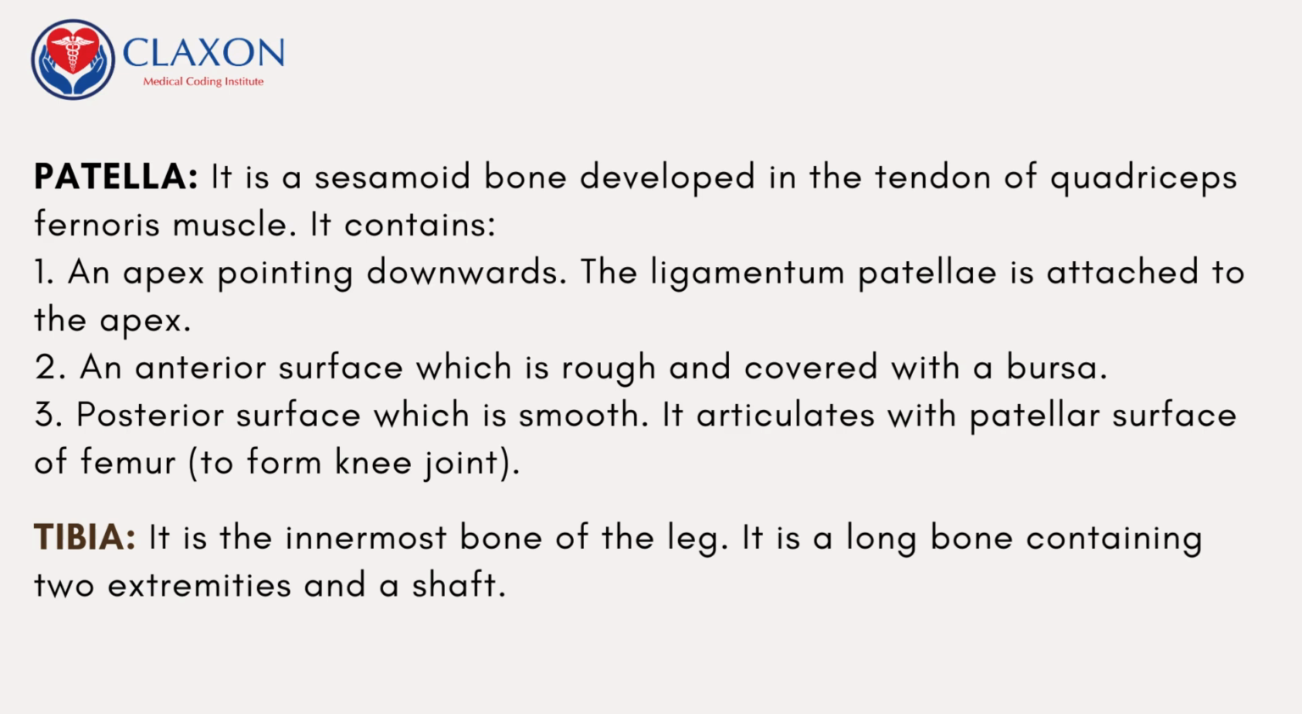2. An anterior surface, which is rough and covered with a bursa. 3. Posterior surface, which is smooth. It articulates with patellar surface of femur to form knee joint. Tibia. It is the innermost bone of the leg. It is a long bone containing 2 extremities and a shaft.